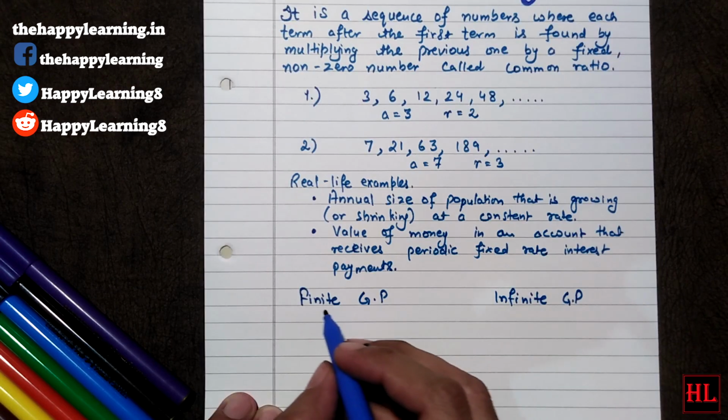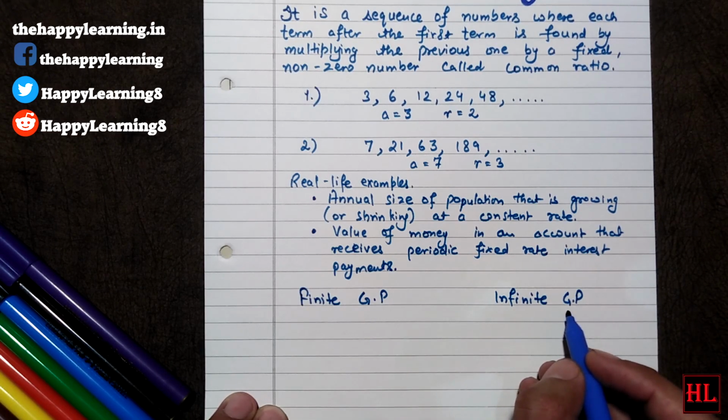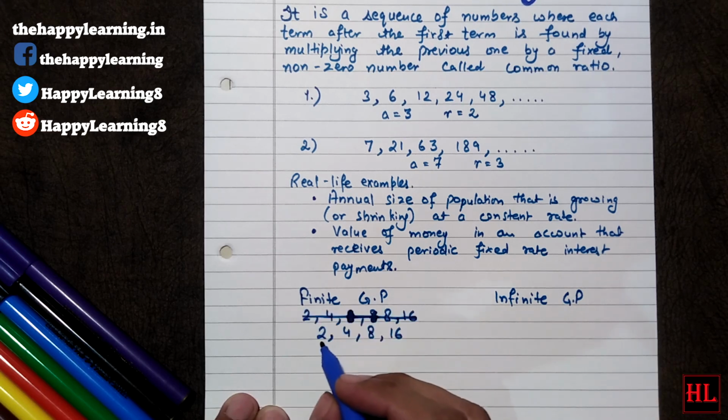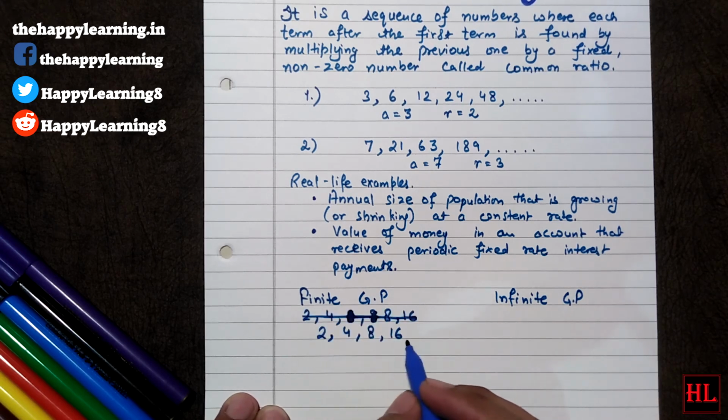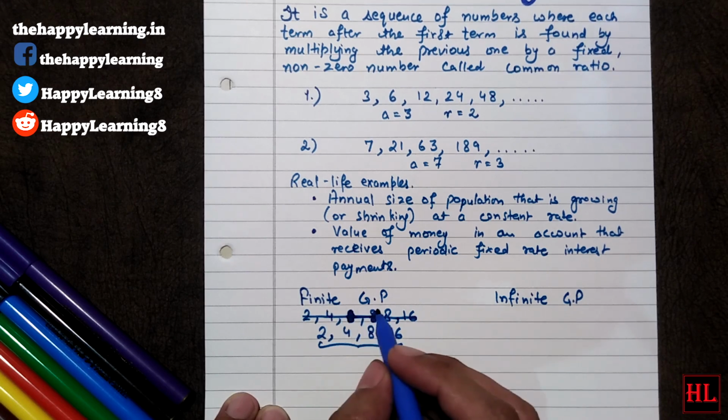Then we have concept of finite geometric progression and infinite geometric progression. If the number of terms in a geometric progression are fixed, then it is a finite geometric progression. Let's say we have the GP 2, 4, 8, 16. So we have fixed number of terms, that is 4 in this GP. So therefore this GP is a finite geometric progression.